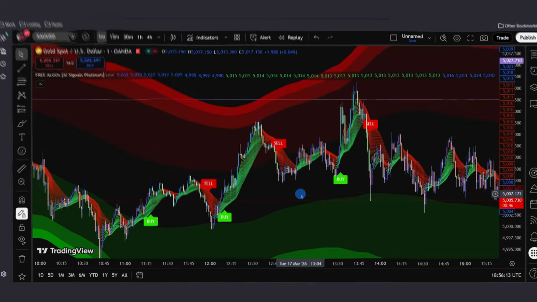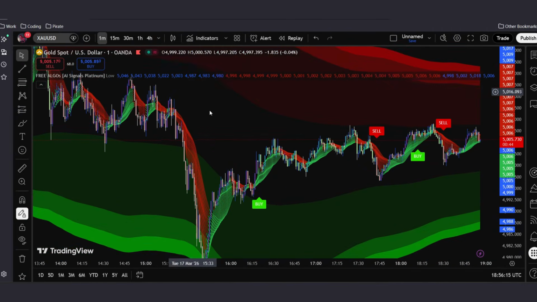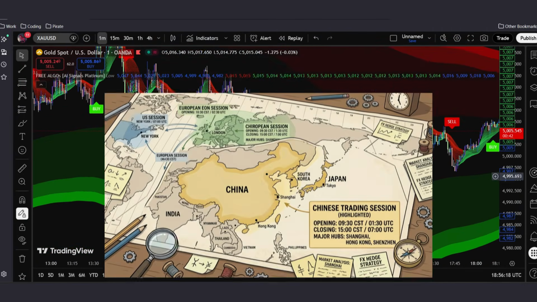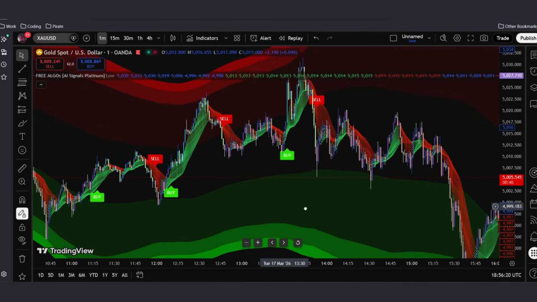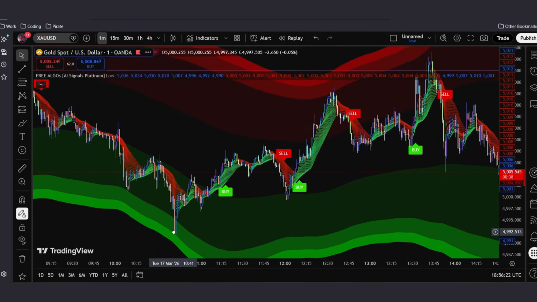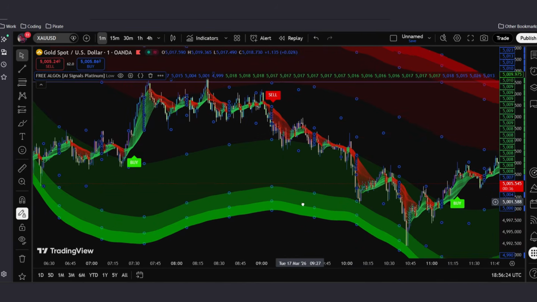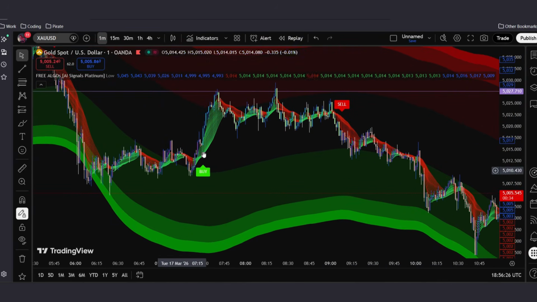Run this during London-New York overlap, 8 AM to 12 PM EST. That's when gold actually moves. Run it during Asian session, you'll get signals that go nowhere while you slowly lose your mind refreshing TradingView every 4 seconds. On 1 minute time frame with this indicator, you're trading noise. Beautiful, profitable noise, but still noise.